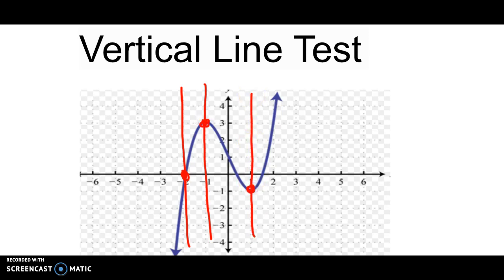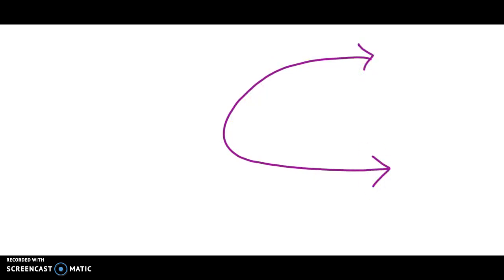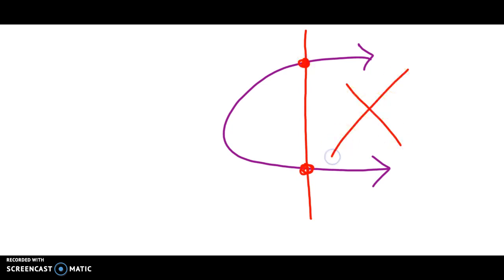So let's say you have something like this. Let me make one. I'm not even going to draw the x and y axis because I'm just going to draw it like this, okay? Got a function on your x and y axis like that. If you draw a vertical line like this, look at that, it crosses twice. So no, it is not a function.